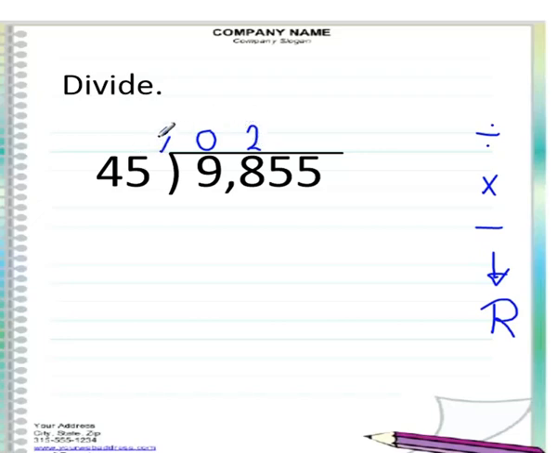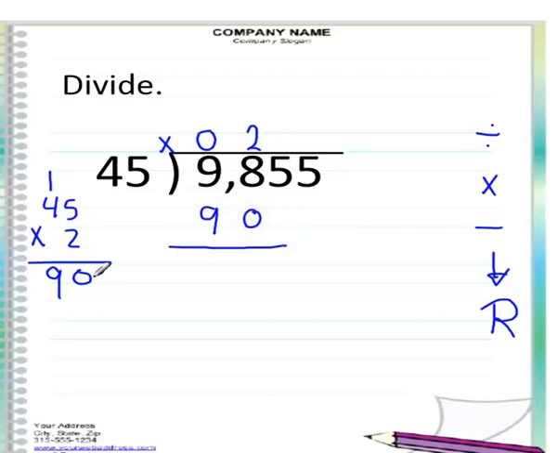Then the second step is to multiply. So I will multiply 45 times 2. 2 times 5 equals 10. 2 times 4 equals 8, plus 1 equals 9. So 90 is less than 98. So it's a suitable answer. So always compare the two numbers. If the answer is equal or less than 98, take it. If it is greater, no, you can't.